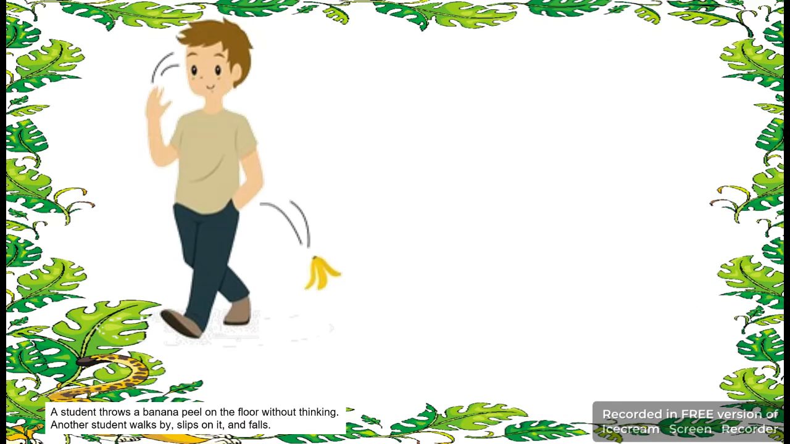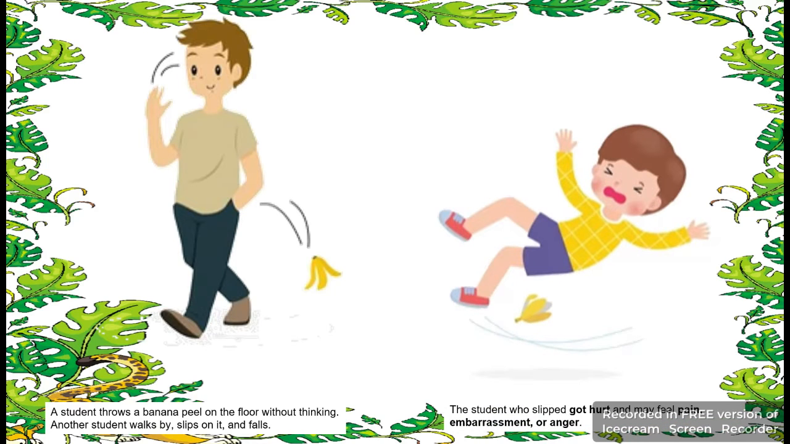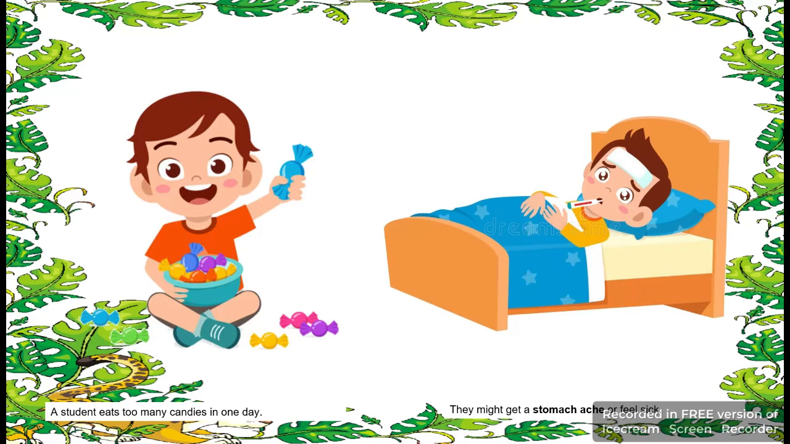Next, a student threw a banana peel on the floor without thinking. Another student walked by and then slipped and fell. The student who slipped got hurt and may feel pain, embarrassed, or anger. A student eats too many candies in one day. What will happen? They might get a stomachache or feel sick.